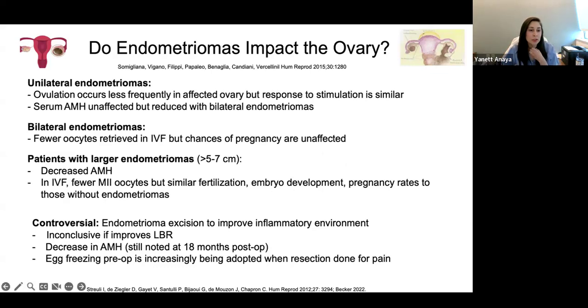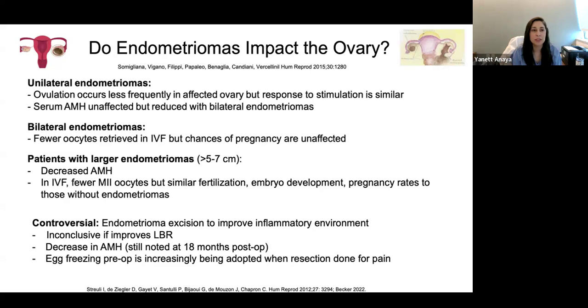However, whenever you're looking specifically at patients with large endometriomas, greater than 5 centimeters, 5 to 7 centimeters, we may see that the ovarian reserve may be compromised, with a lower AMH. And in IVF, we may also see fewer mature eggs, but from the eggs that we do recover, the fertilization rate does not seem to be affected, and there seems to be no major effect on embryo development or pregnancy rates compared to patients that don't have endometriomas.